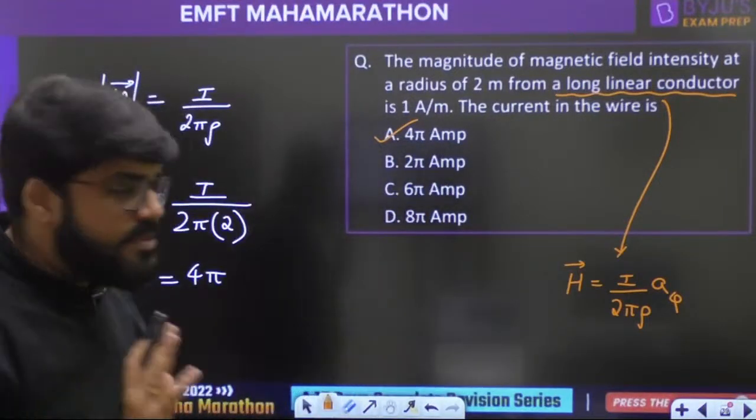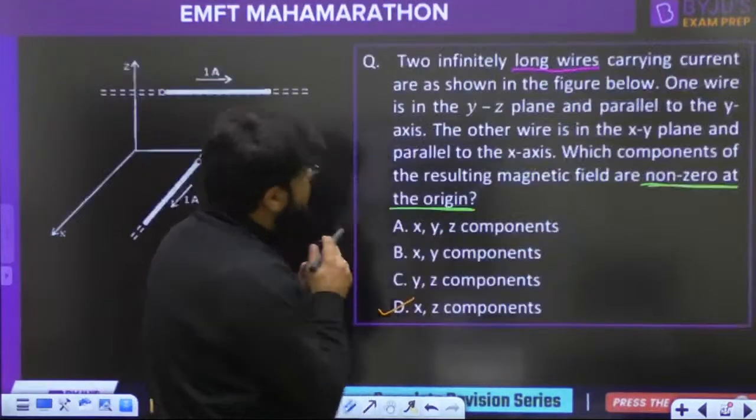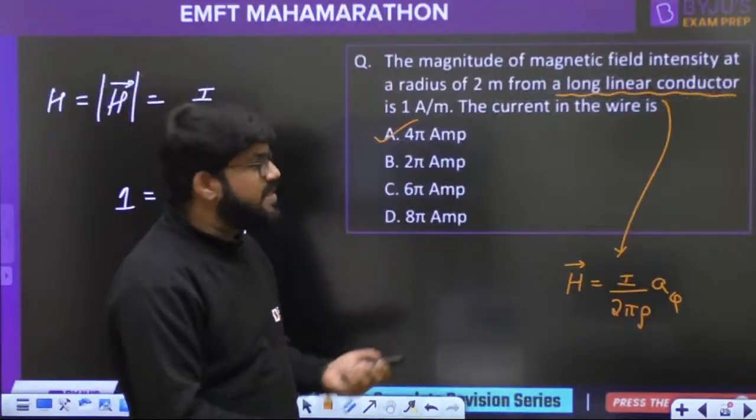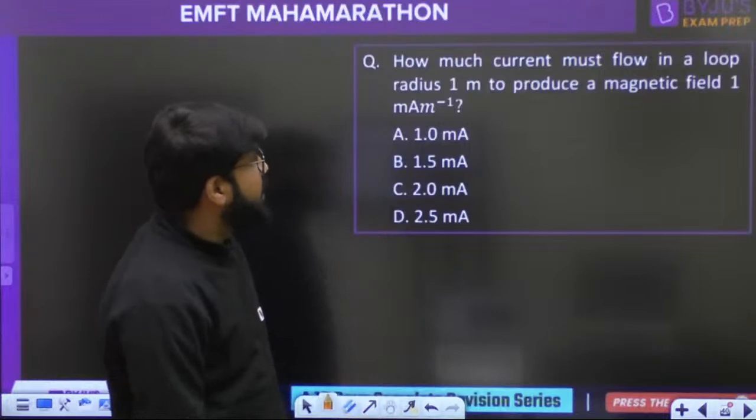Very good. This can be simple. There can be some good conceptual questions, and there can be a few simple questions. Let's look at one more. This is again a direct simple question.